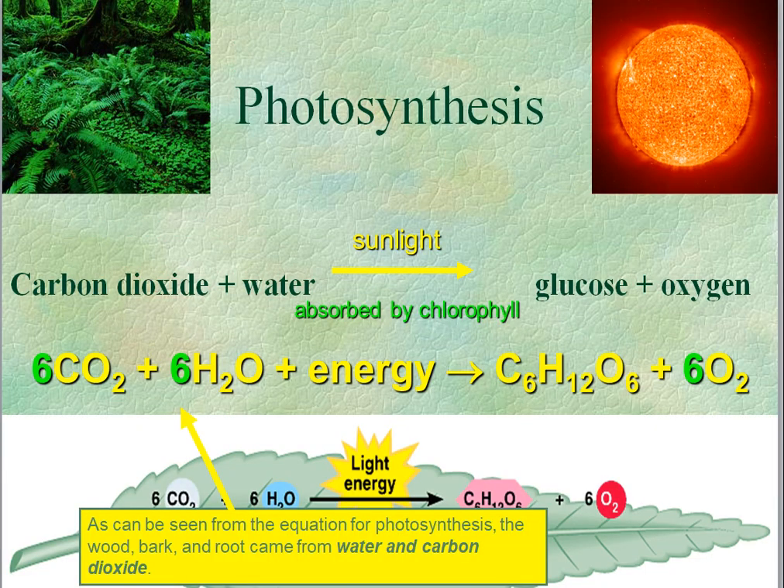Photosynthesis is carbon dioxide plus water with the sunlight energy absorbed by chlorophylls, and then we get glucose plus oxygen. As can be seen from the equation for photosynthesis, the wood, bark, and root came from the water and carbon dioxide.